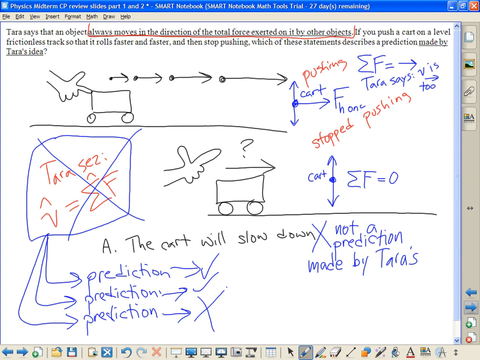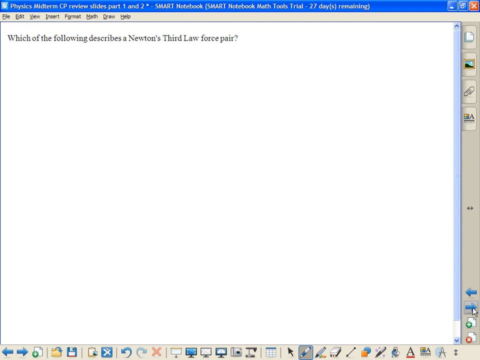Read carefully. Sketch your fingers off. Look how much easier it is to reason about this question because of a little writing and sketching. Carrying on. Which of the following describes a Newton's third law force pair? Well, let's see. You'll even have this on a formula sheet.